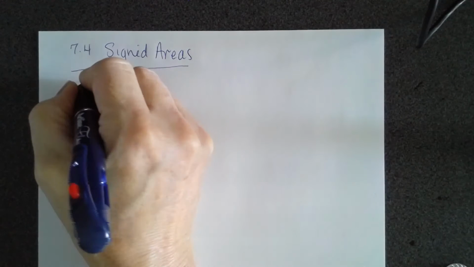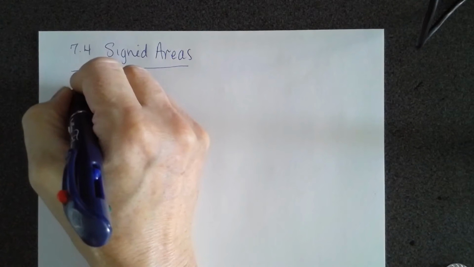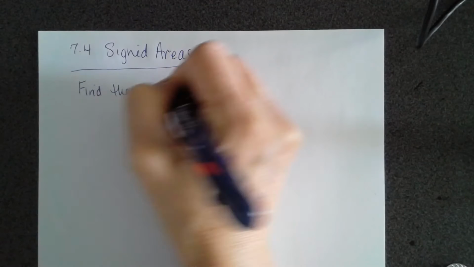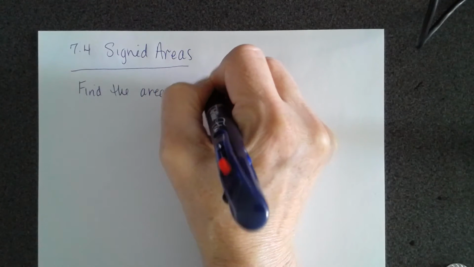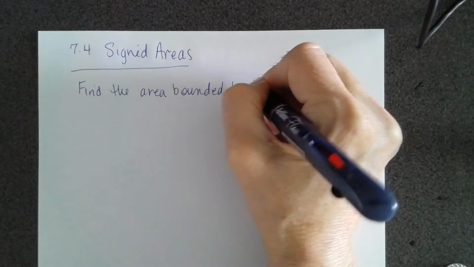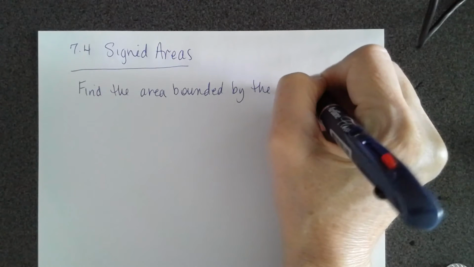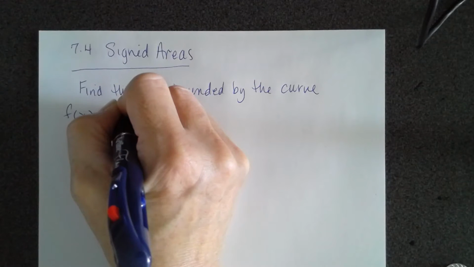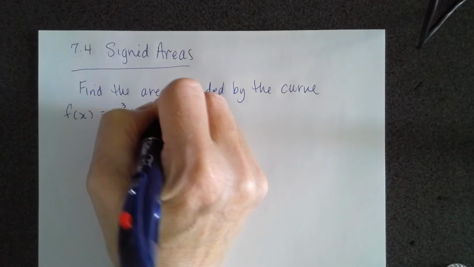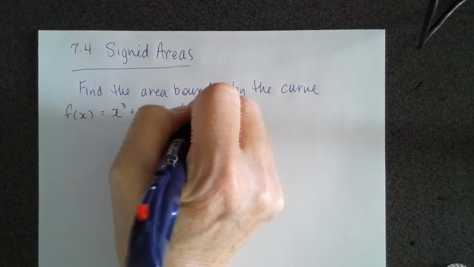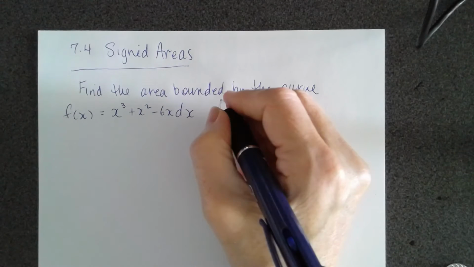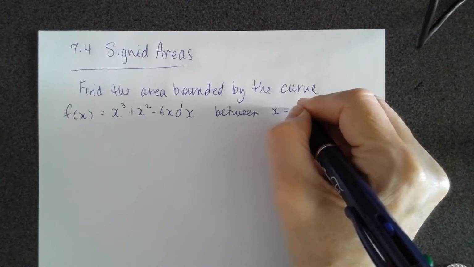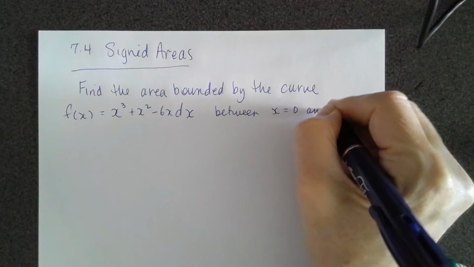All right, let's say it says find the area bounded by the curve f of x equals x cubed plus x squared minus 6x dx between x equals 0 and x equals 2.